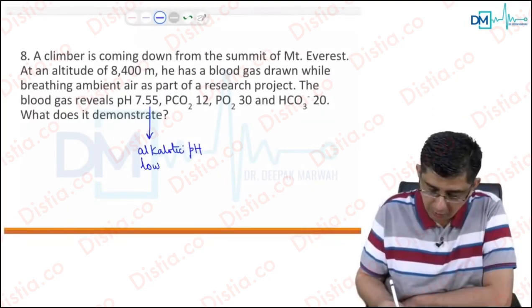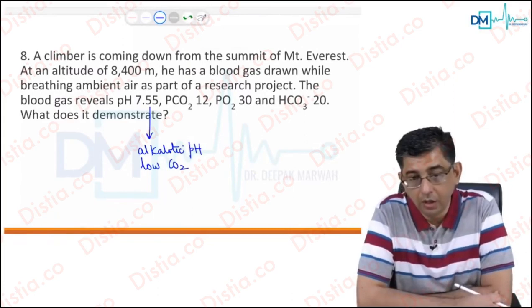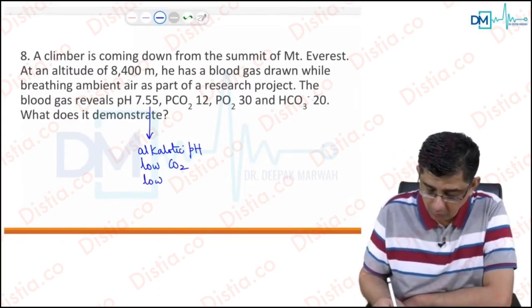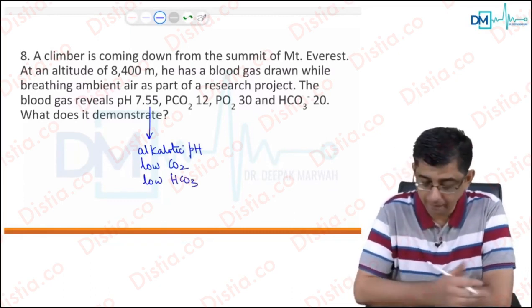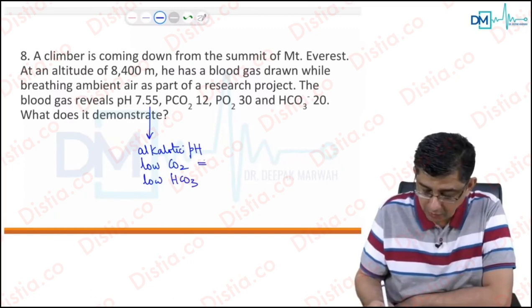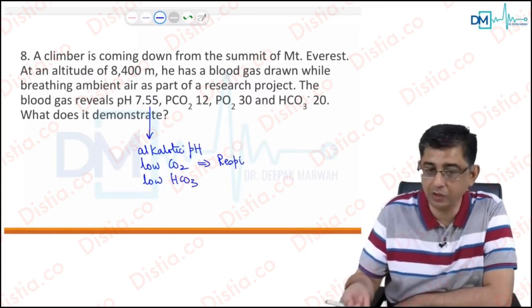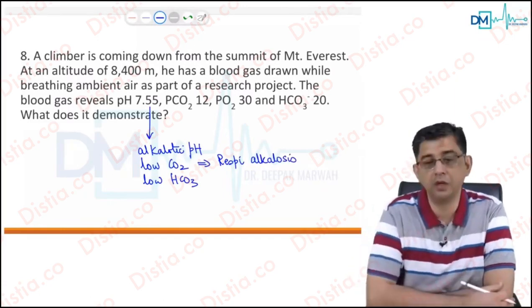He has a low carbon dioxide. That tells me that it could be a respiratory etiology. The bicarbonate of this patient is low. Low bicarbonate means there is a metabolic acidosis occurring in the patient. The primary change is that the alkalotic pH is due to a respiratory etiology, because he is a mountaineer, he is breathing faster. So there is a carbon dioxide washout from the body, that is, respiratory alkalosis is occurring in the patient.